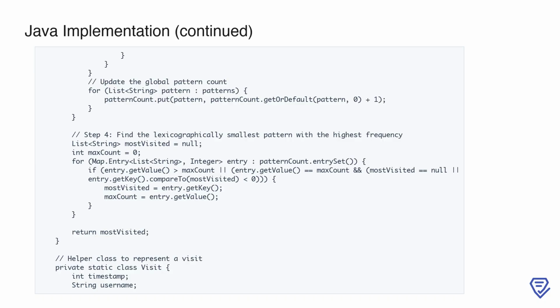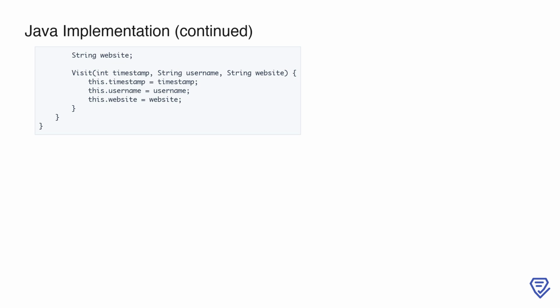Finally, we define a helper class to structure the details of each visit, which is shown next. The visit class is a simple helper class designed to encapsulate the details of each visit. It contains 3 fields: timestamp, username, and website. These fields represent when the visit occurred, the user who made the visit, and the website visited, respectively. The constructor initializes these fields, making it easy to create visit objects from the input data.